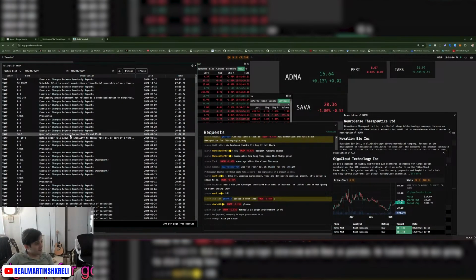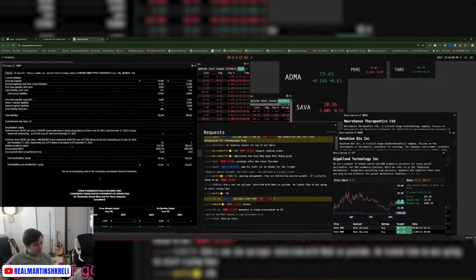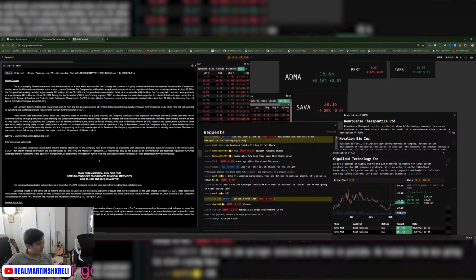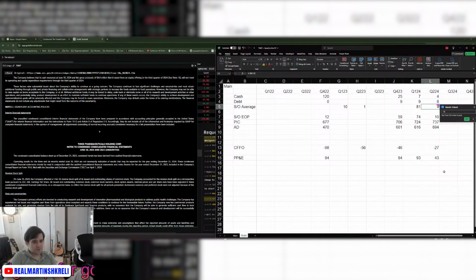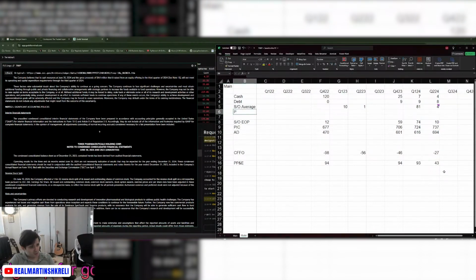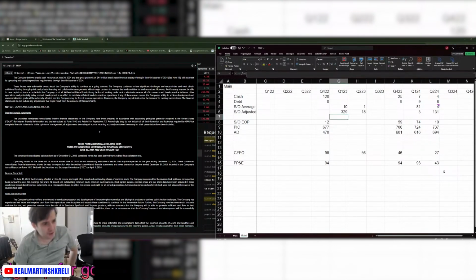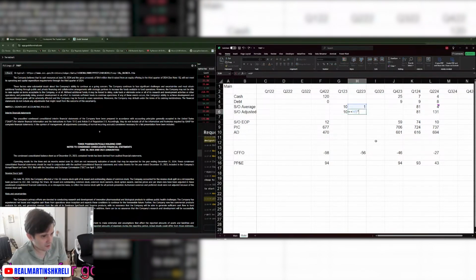This company's shares outstanding just goes up as fast as compound interest. The only thing compounding here is shares outstanding. 1-for-32 split on 610. 1-for-32 split. So I'm going to change these to pre-split or adjusted. Okay, so this would be 10. This would stay the same. So they've gone from 10 shares outstanding. Oh, this they adjusted, right. Okay, so shares outstanding went from 10 to 18 to 81 to 131 million shares outstanding.